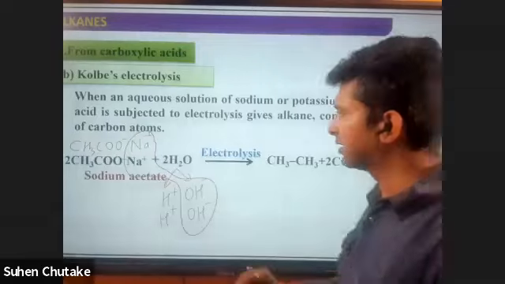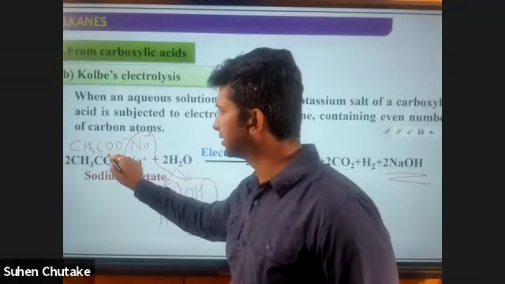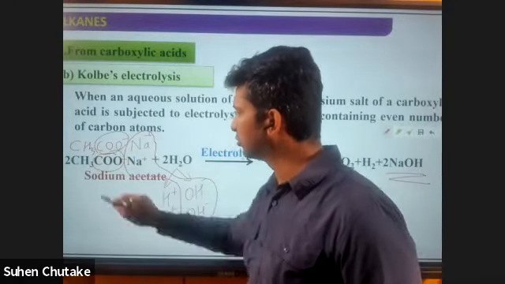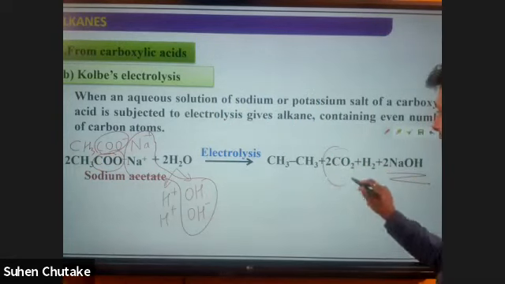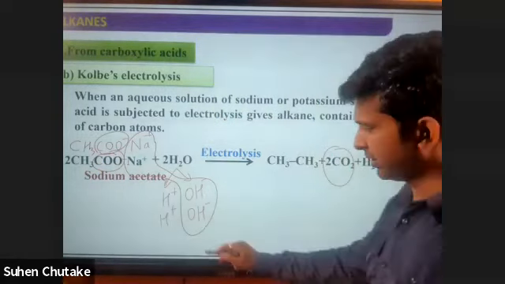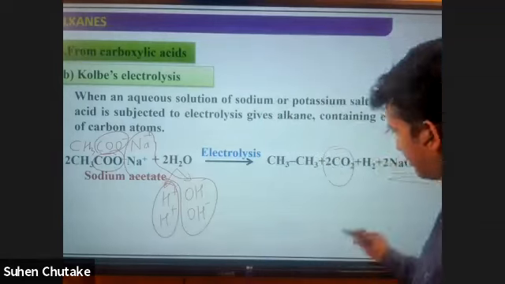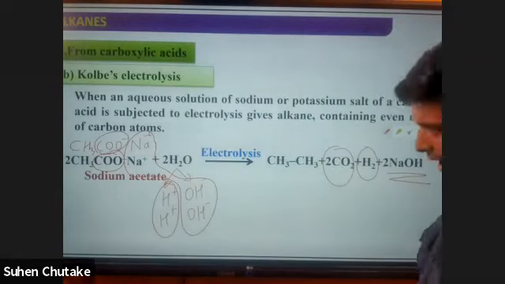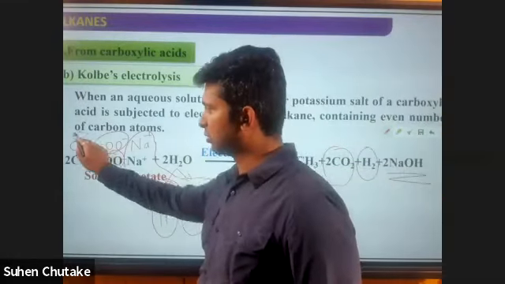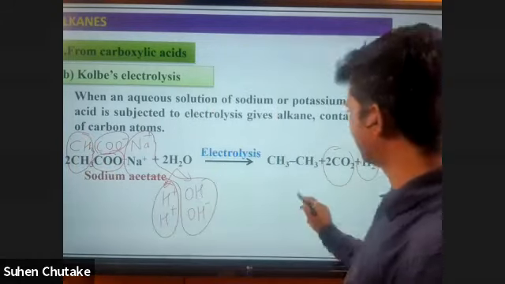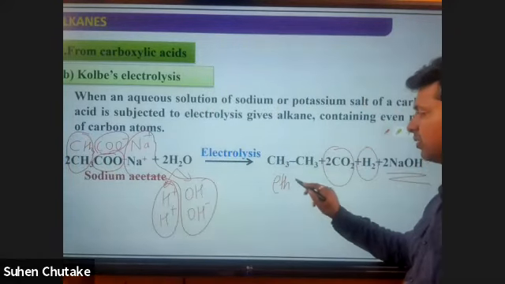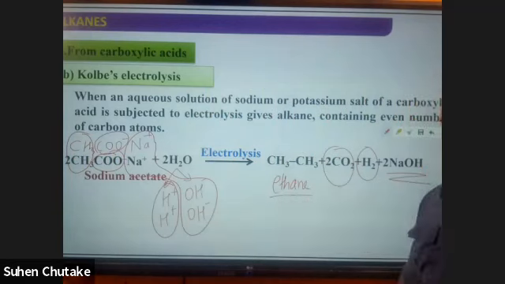Then this CO2 and this CO2 come from decarboxylation, so you get 2CO2. Then these 2 hydrogens, H and H, will combine to form H2. And we have 2 CH3 over here. These 2 CH3 will combine to form ethane. And that is what we want. That's the major product, which is an alkane. I hope you have understood much better now.